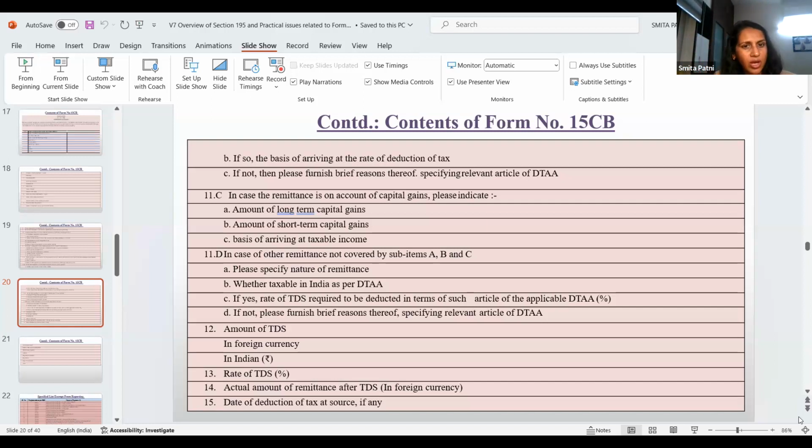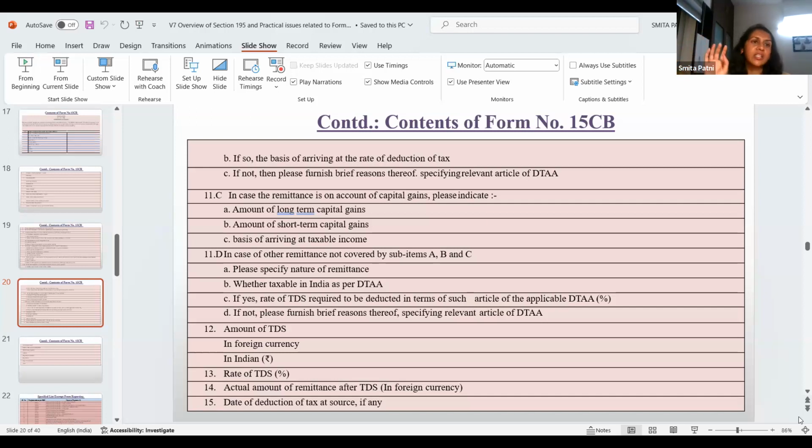In this case, you have to specify the nature of remittance, whether taxable in India as per DTAA, yes, the nature, rate, and so on and so forth. Then you come to amount of TDS. Amount of TDS, again, it says in foreign currency and in Indian currency. Rate of TDS: whichever is beneficial. I mean, the income tax rate is also there, your treaty rate is also there. Whichever is lower, obviously you will go with that rate. Then actual amount of remittance after TDS. This figure has to be in foreign currency only, not in Indian currency. Please be careful about that.